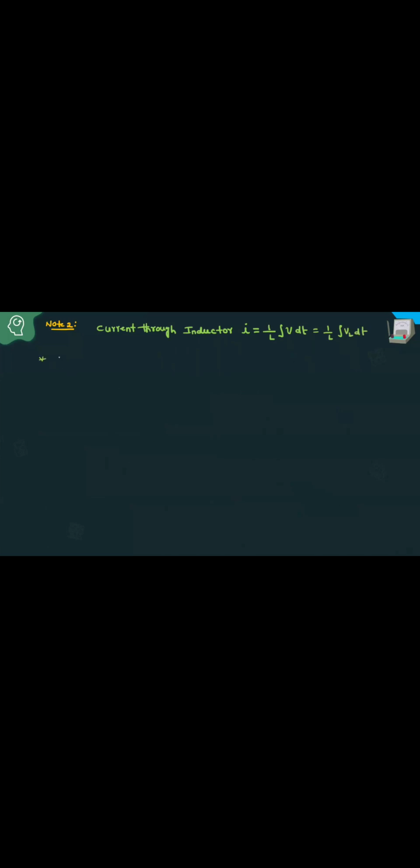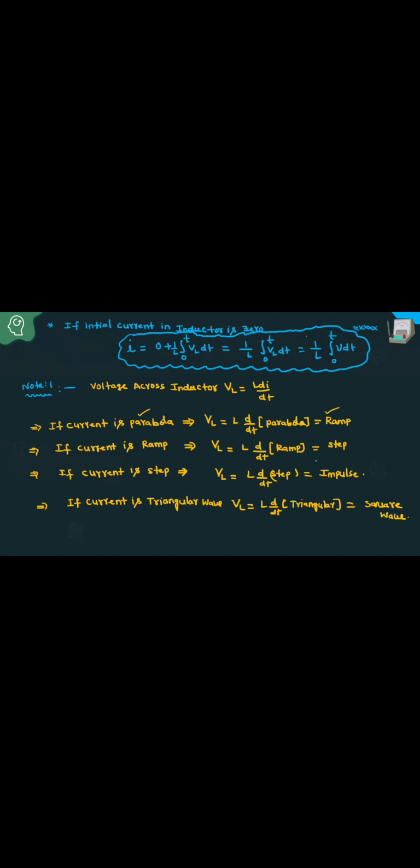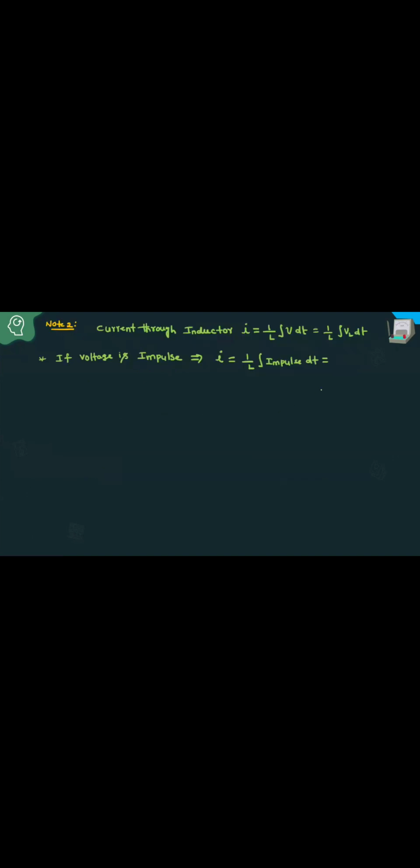Now, if voltage is impulse, then what is the current, friends? 1 by L integral of impulse. What will integration of impulse give? Differentiation of step gives impulse, means integration of impulse gives step. Reverse process. This gives the step.